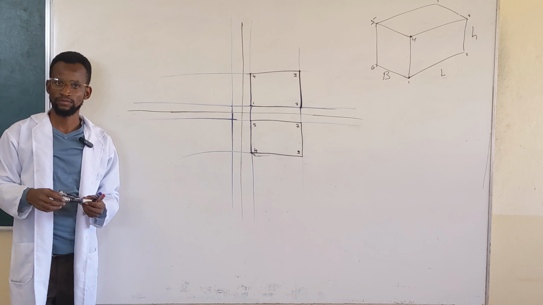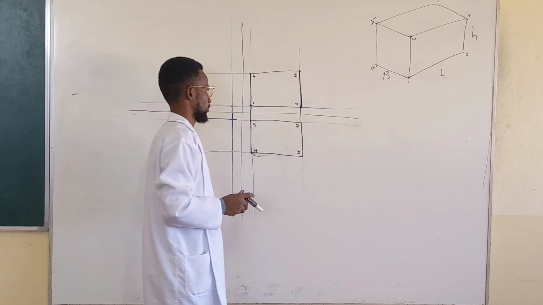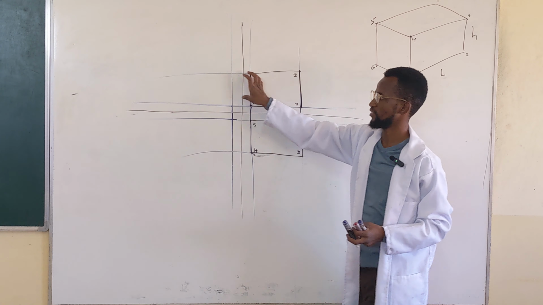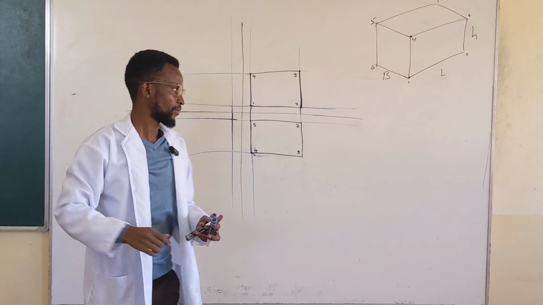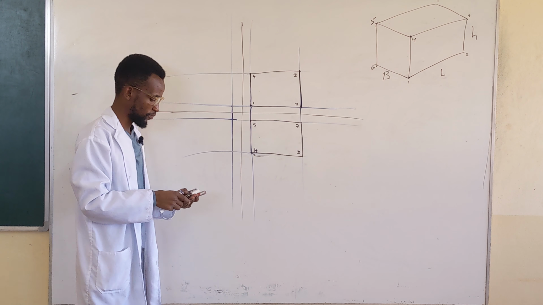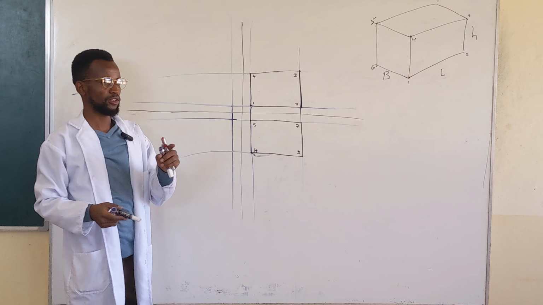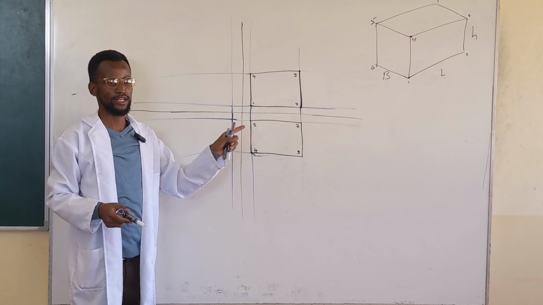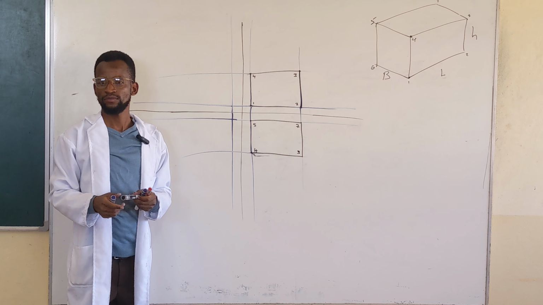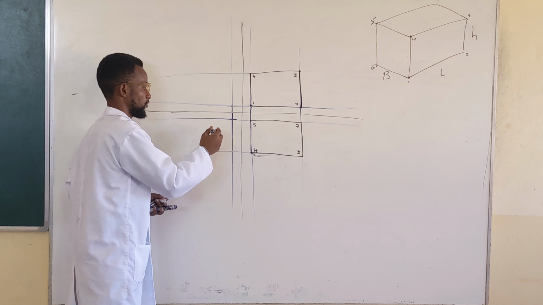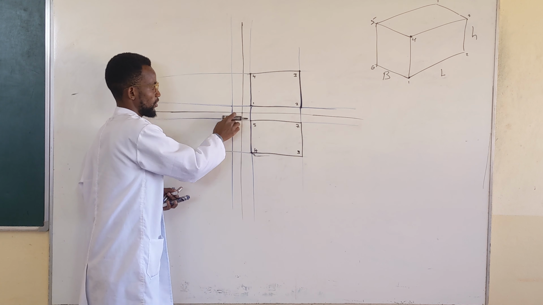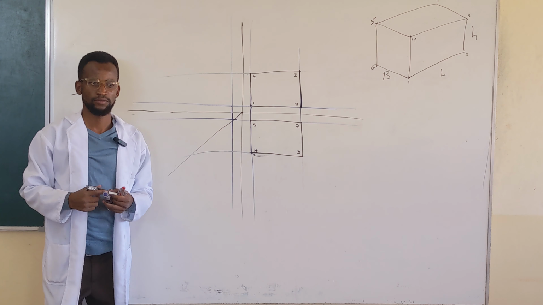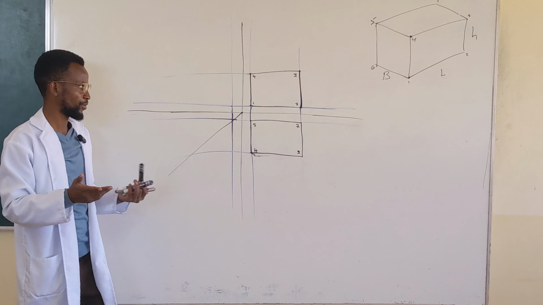Are we following? So now you have the front and the plan. The end will come this side. The end is produced using your compass or the mitre line method. From this point, you draw a line at angle 45. If these are equal, you just connect this point to that point, and that will be at angle 45.